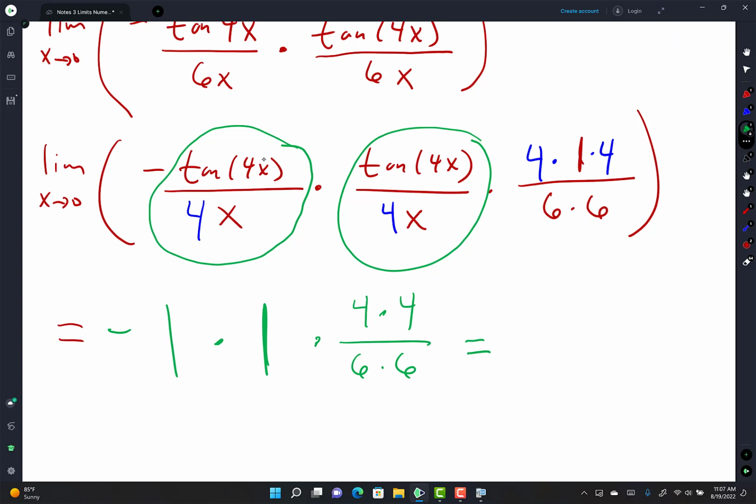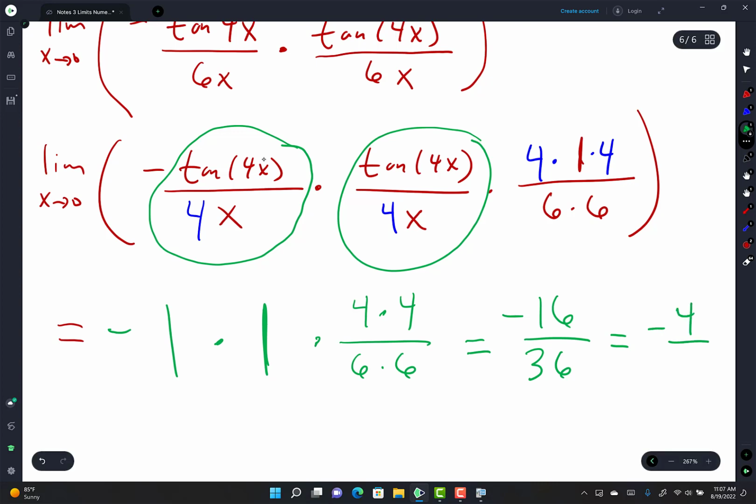All right, what's 4 times 4? Well, I guess I could reduce it. No, let's leave it. 16 because I already started. Negative in the front because there's a negative in the very front. What's 6 times 6? 36. This reduces, I believe, 4 goes into, yeah, so negative 4 over, is it 9? And there it is. That's my limit. That's as hard as it gets. Yes.